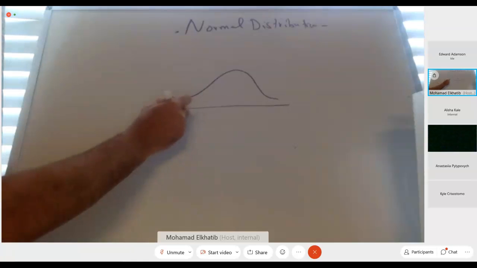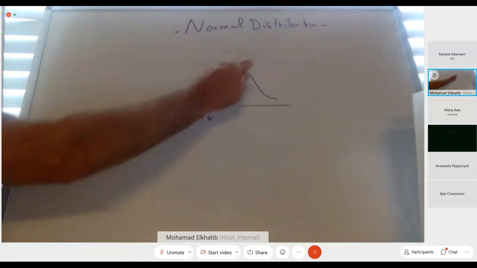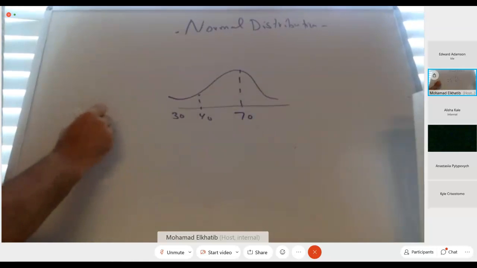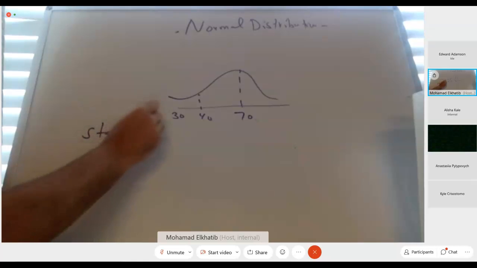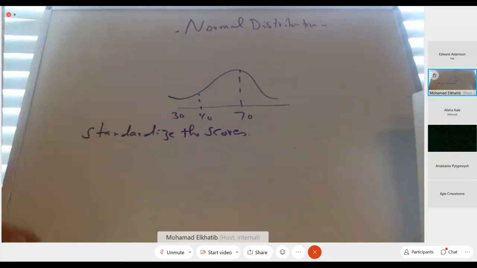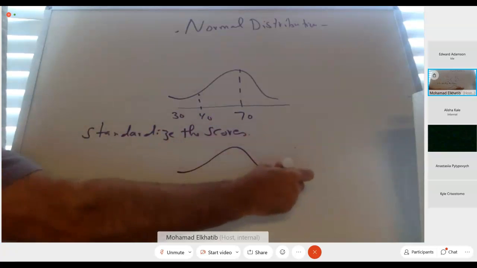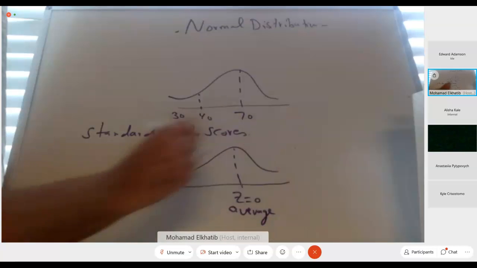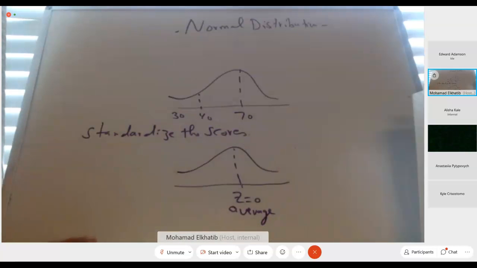We don't use these scores 30, 40, and 70. We standardize the scores. Why do we standardize them? We standardize them so that we can compare them to scores all over the world. So instead of 70 here, we give it another name, Z. So Z equals 0 means these are the scores that are average. So if somebody tells you Z equals 0, it means you made 70.